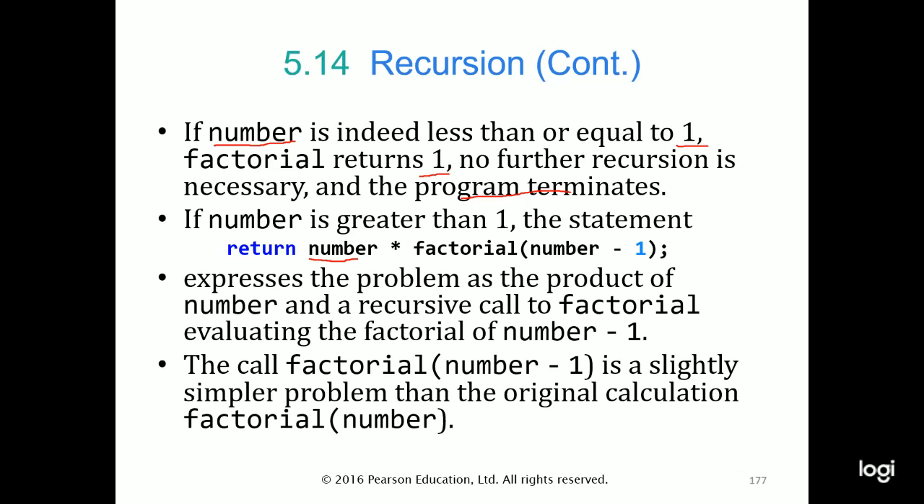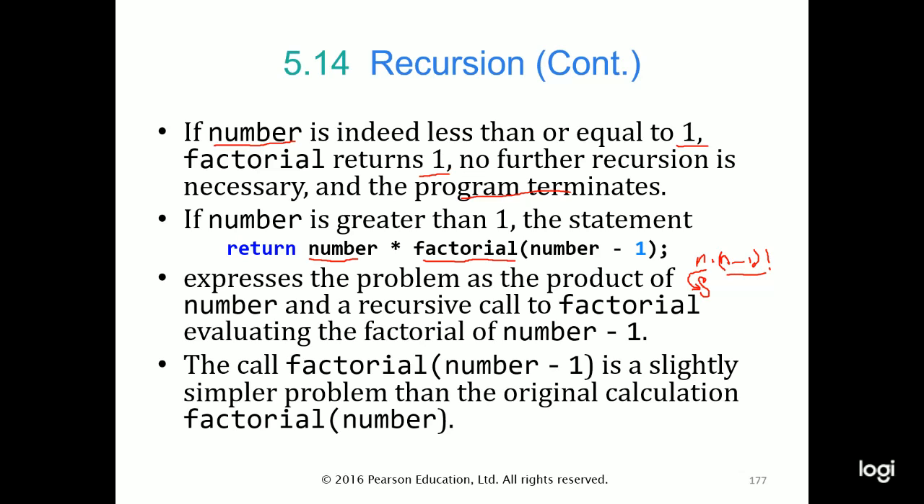However, if the number is greater than 1, then what this function does is it takes its argument number and multiplies it with whatever the next call of this function is going to return. So it calls itself again, and as an argument it passes number minus 1. In expression form, this is number multiplied by (number minus 1) factorial. So this part, number multiplied by something, is the simple part of our task, right?